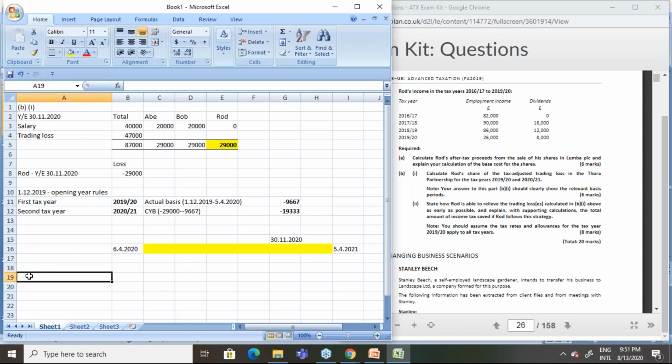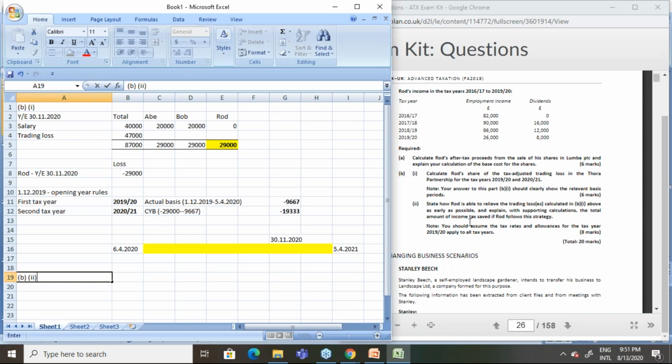Now we can answer B, Roman 2. For that, they have allocated 6 marks, quite substantial. And this is, as I said, from the September 2019 June papers. Then state how Rod is able to relieve the trading losses calculated in B, Roman 1 above as early as possible. That's the requirement that we need to satisfy, and explain with supporting calculations the total amount of income tax saved if Rod follows this strategy.